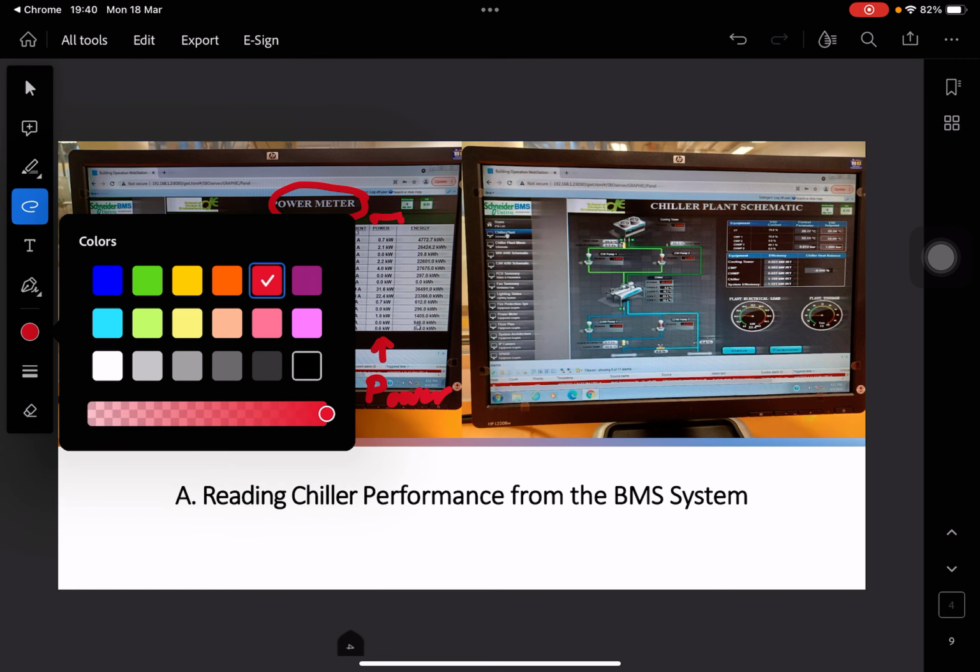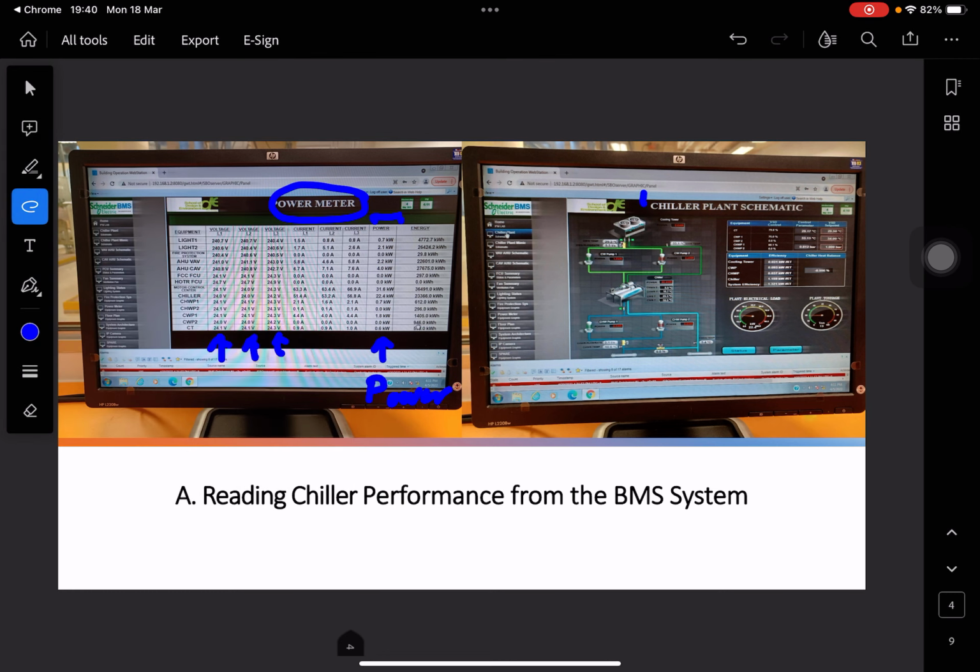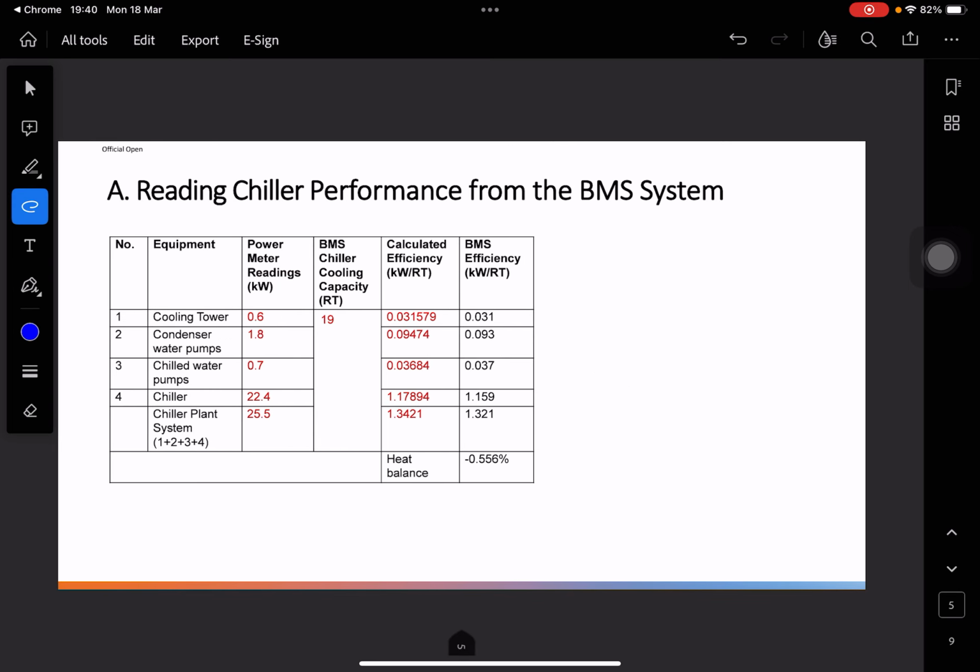The other side you might want to look at is the chiller plant schematic. From the schematic you'll be able to see something called the heat balance. At the same time you're able to see the RT of the chiller itself. So that's how we can look at the chiller performance, and something you need to learn to read. Remember just now I talked about the power readings, so this is basically in kilowatt. That is the power reading of it.